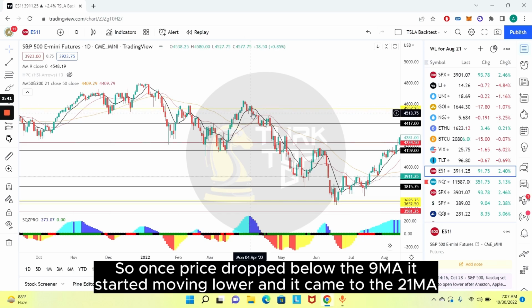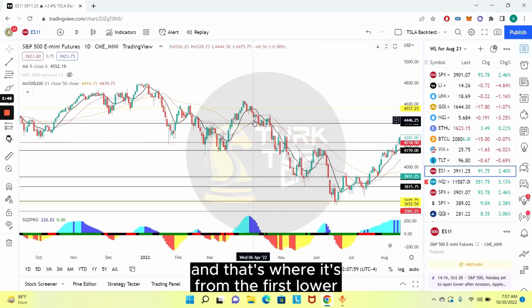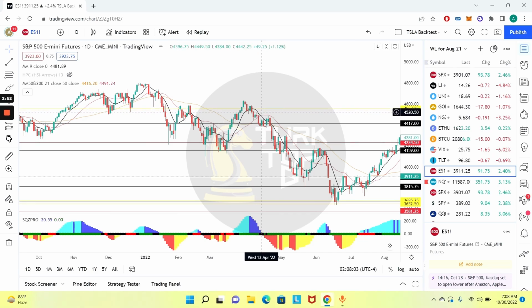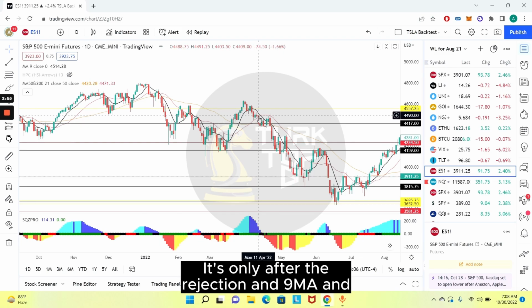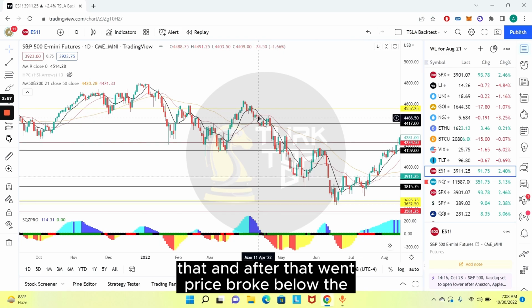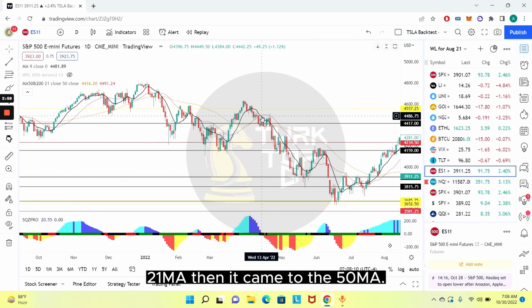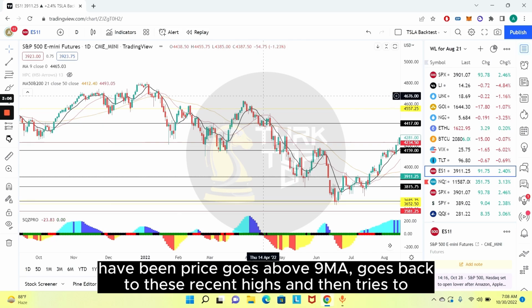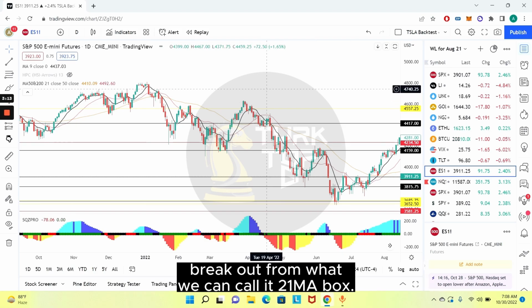Once price dropped below the 9MA, it started moving lower, and it came to the 21MA. And that's where it formed the first lower low in order to bounce and go back to the 9MA. It's only after the rejection at the 9MA, when price broke below the 21MA, that it came to the 50MA. The other possible scenario in this case would have been price goes above the 9MA, goes back to these recent highs, and then tries to break out from what we can call a 21MA box.